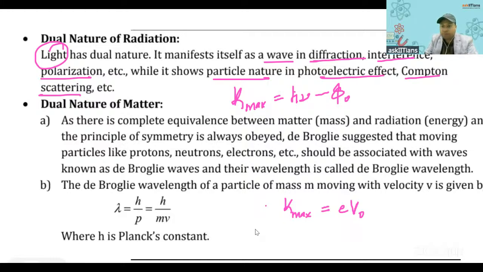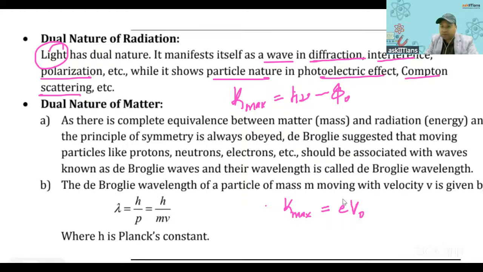And what do you mean by stopping potential? Stopping potential is the potential which stops the electron having maximum kinetic energy. It is the negative potential which we apply to the collector plate. You remember the previous diagram, right? That negative potential should stop even the electron having maximum kinetic energy. So that is why we relate K max with stopping potential.